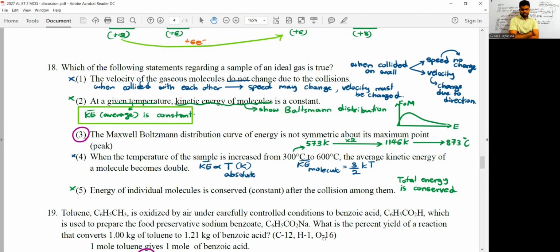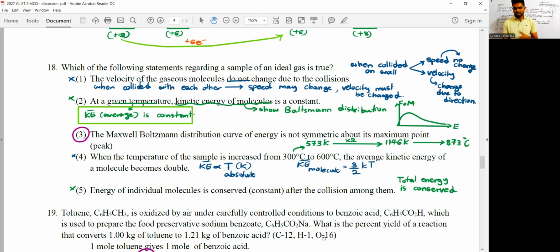The velocity of gas molecules does not change due to the collisions. So it is wrong. You can understand when gas particles are colliding on the wall, right? Their speed is not changing. But when they collide with one another, their speed might get changed.